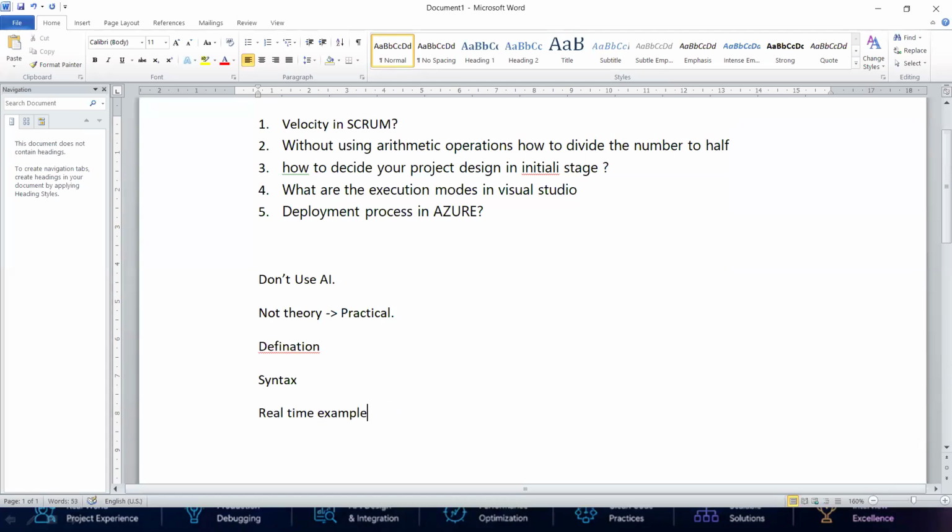Real-time example means, for example, if your project is related to healthcare, don't give an example from an order system product or e-commerce. So it can be understood very easily. So nowadays the filtering is happening.